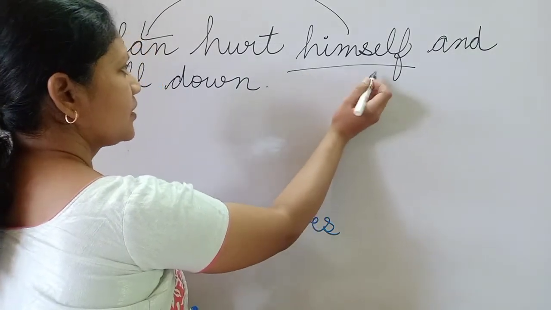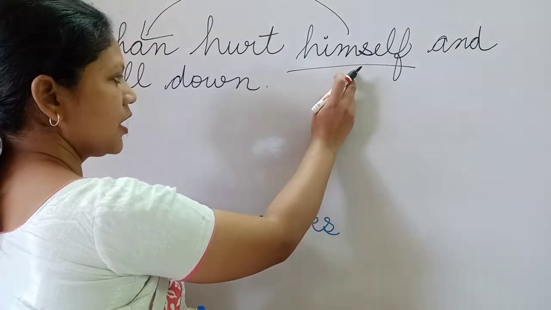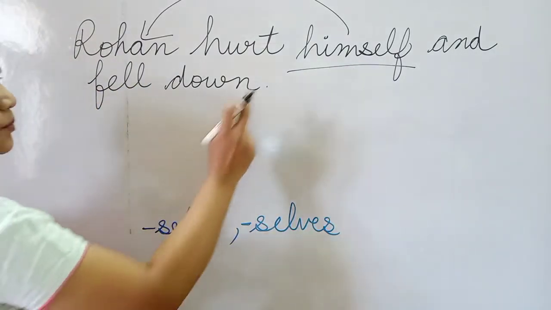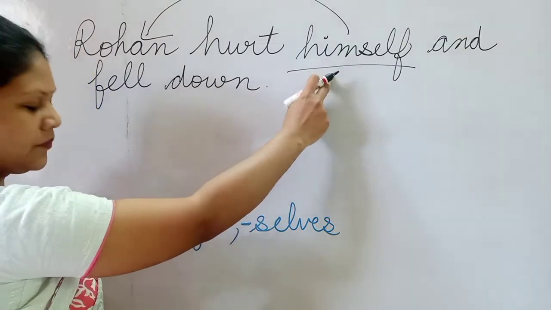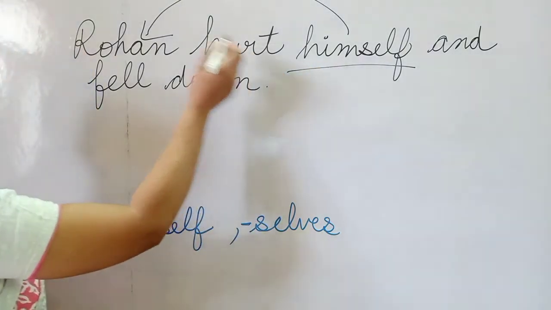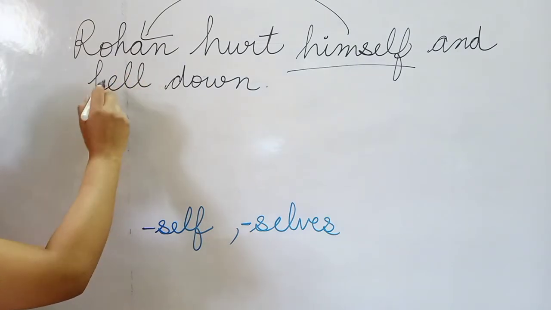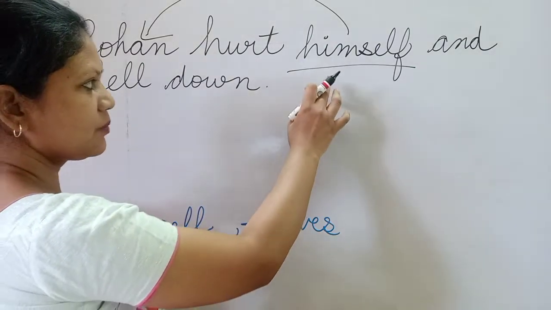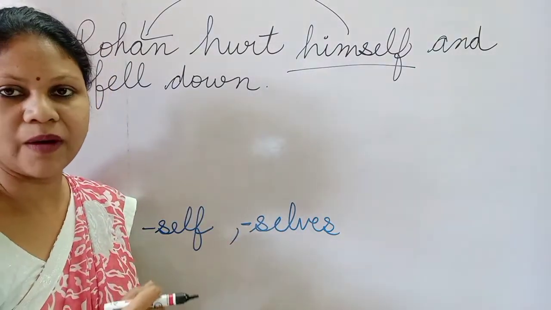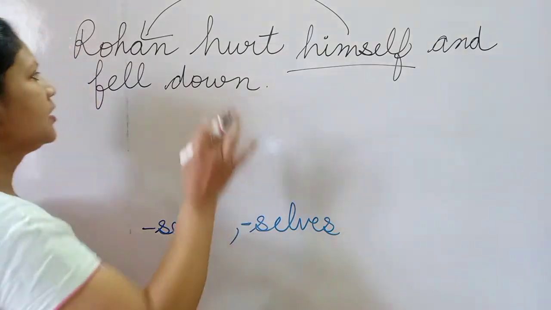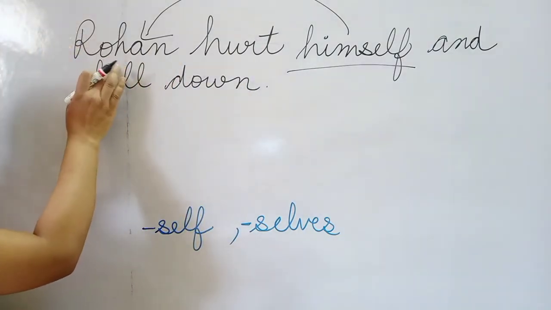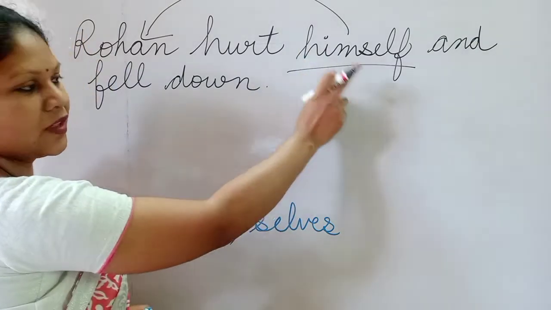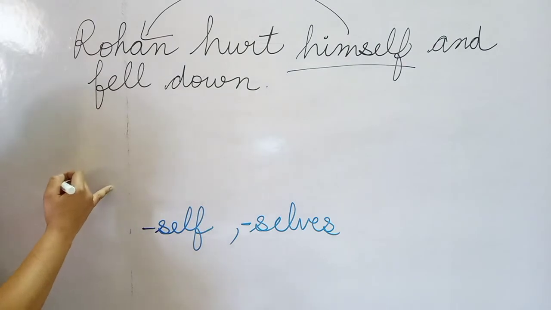So when it refers back to the subject, we have to use a reflexive pronoun. And how is this reflexive pronoun formed? We have added self to the pronoun him. Why self? Because here we have a singular subject. Now, one more thing, in the case of reflexive pronouns we also have to be careful about gender. Here the subject is in the masculine gender, so that is why we have used himself.